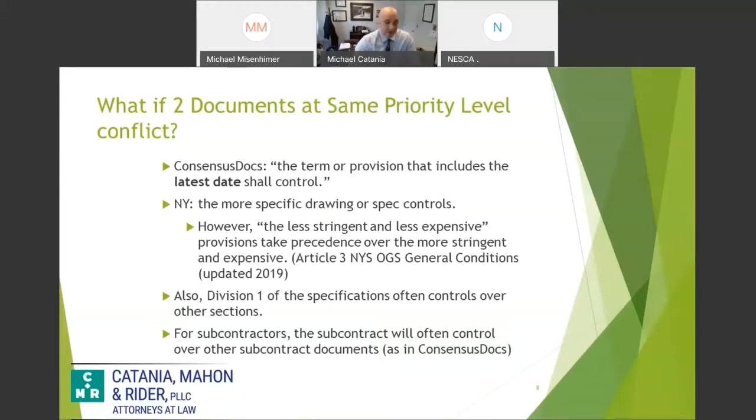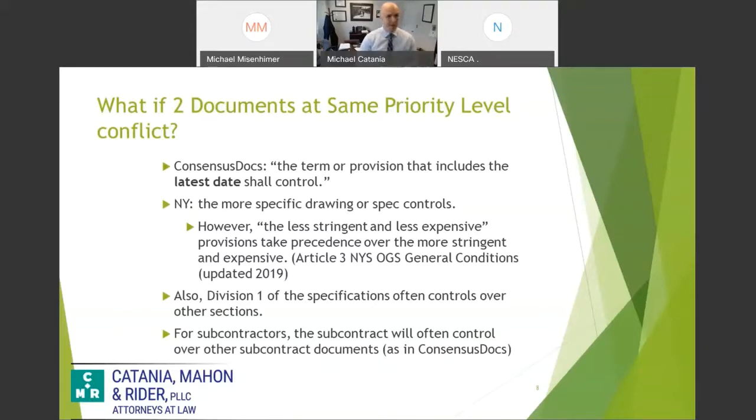This is quite nice because it's the exact opposite of what you're going to find in most owner-modified contracts, right? They're going to require you to do the more stringent or the more expensive whenever there's a conflict. But New York's OGS general conditions, which are reflected in a lot of the agency contracts, only require you to do what's less stringent or less expensive.